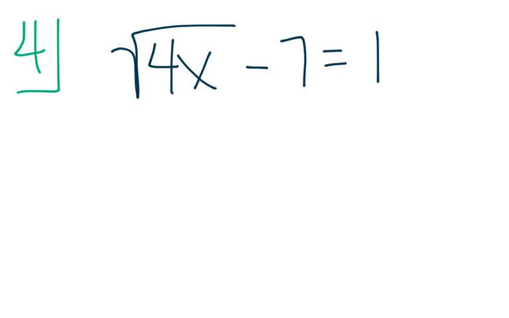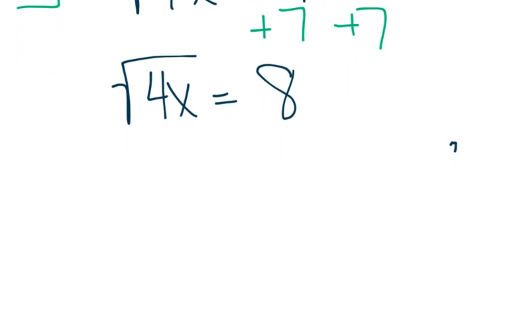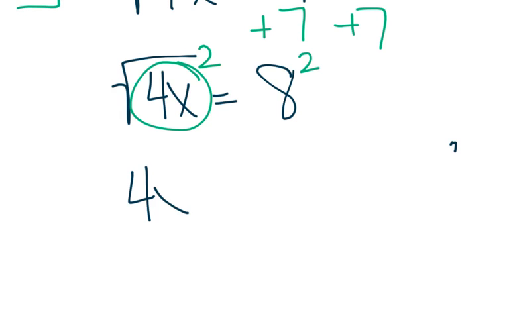Okay, so same thing here. We want to get the radical by itself on one side of the equal sign before we can undo the radical. So we have a minus 7 on the outside of the square root sign. So that means we want to add 7 to both sides. So then we have square root of 4x equals 1 plus 7, which is 8. So now we can undo this radical, and the way we want to do that is by squaring both sides. So what we have left is this on the inside, so we have 4x equals 8 squared, which is 64.